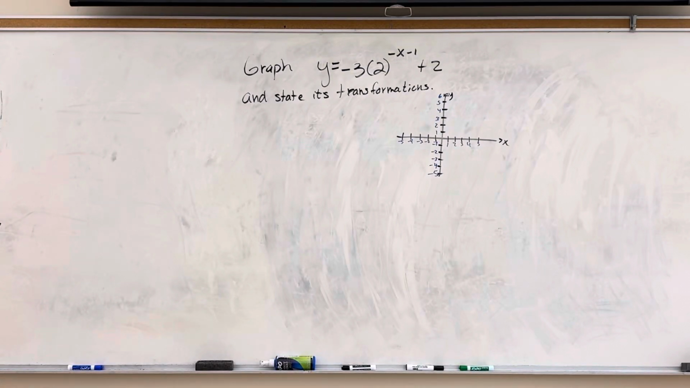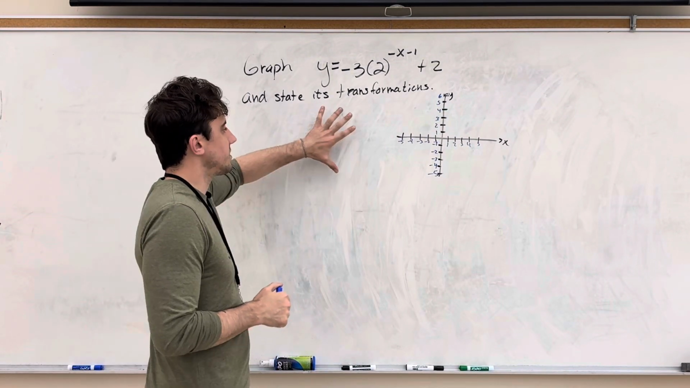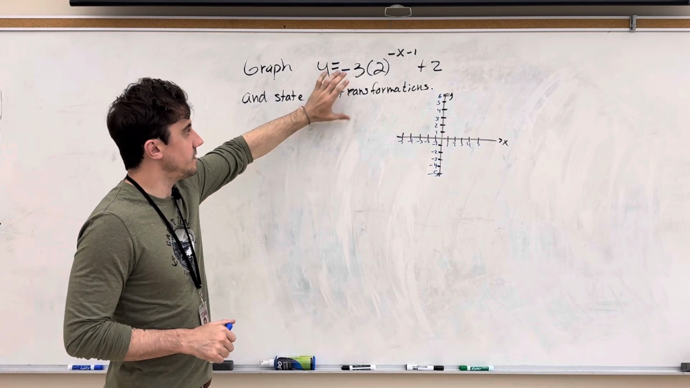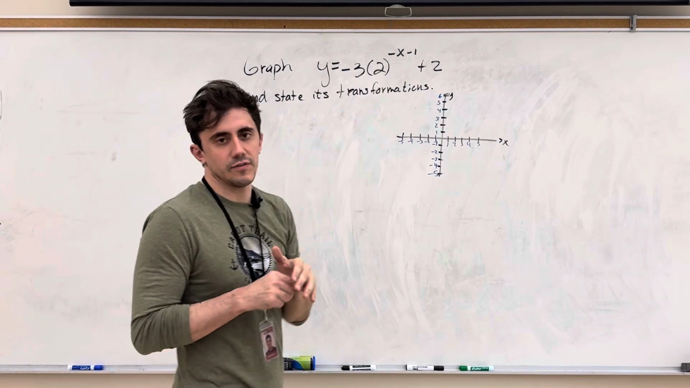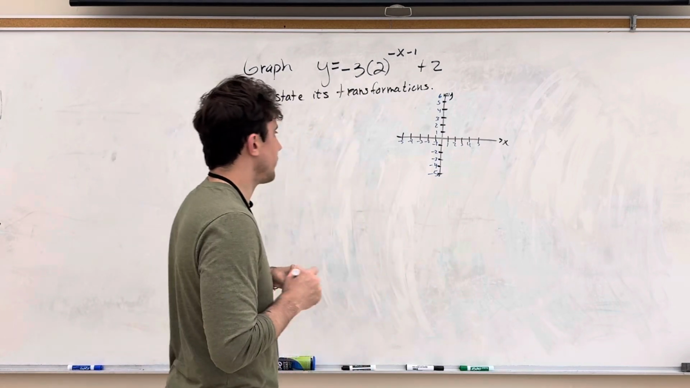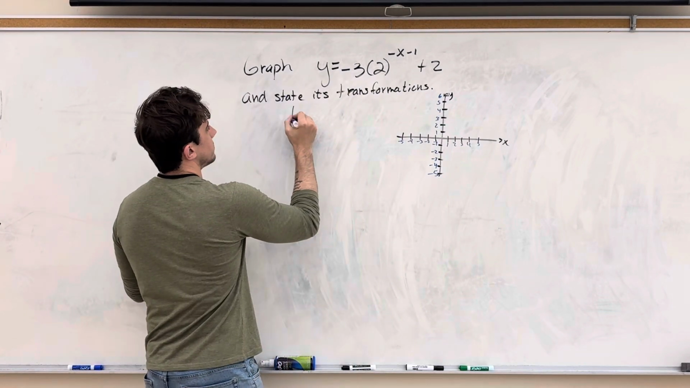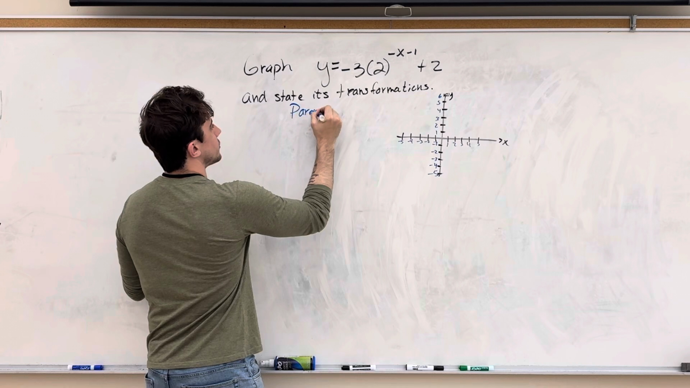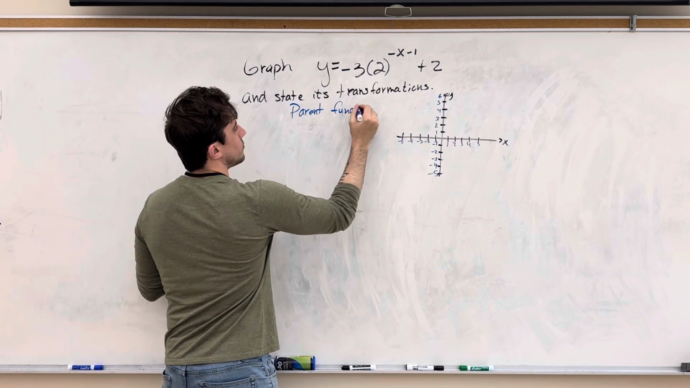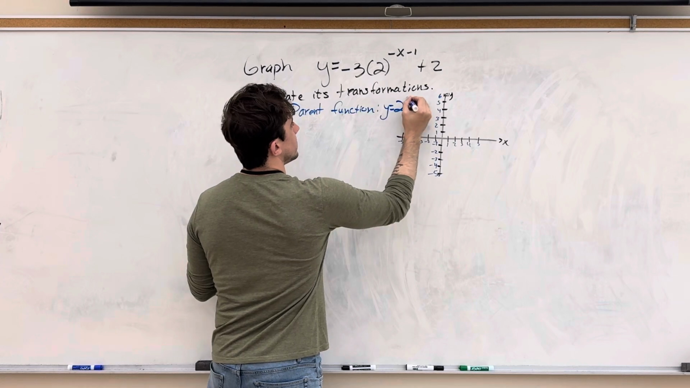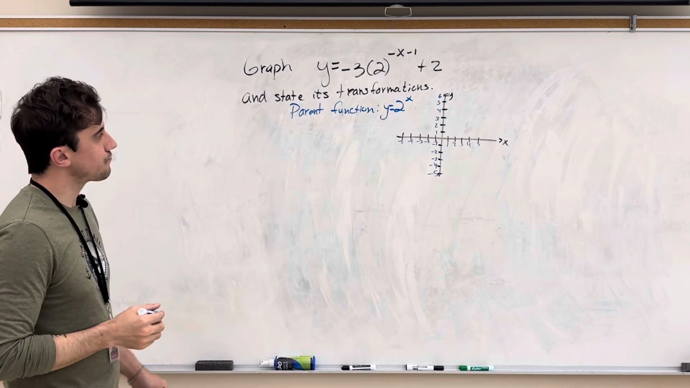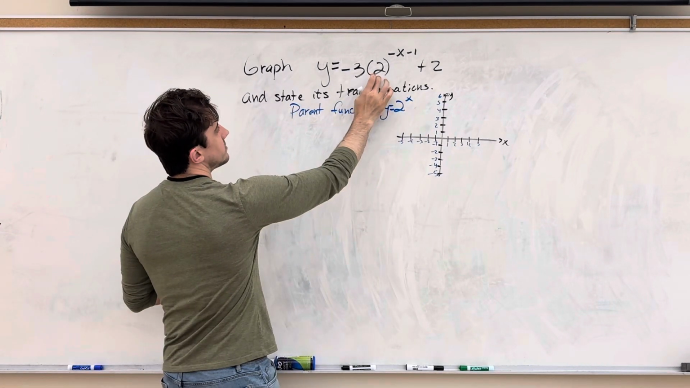Good afternoon, everybody. Today we are going to try to sketch the graph of an exponential function and explicitly state all of its transformations off of the parent function. We're going to use the parent function y is equal to 2 to the x. So our base is 2.